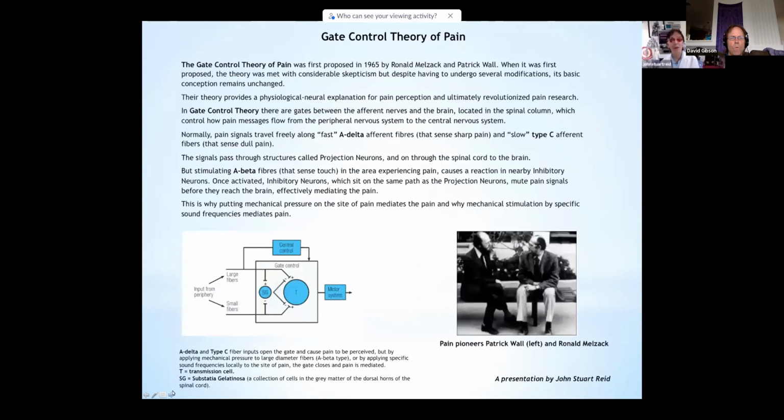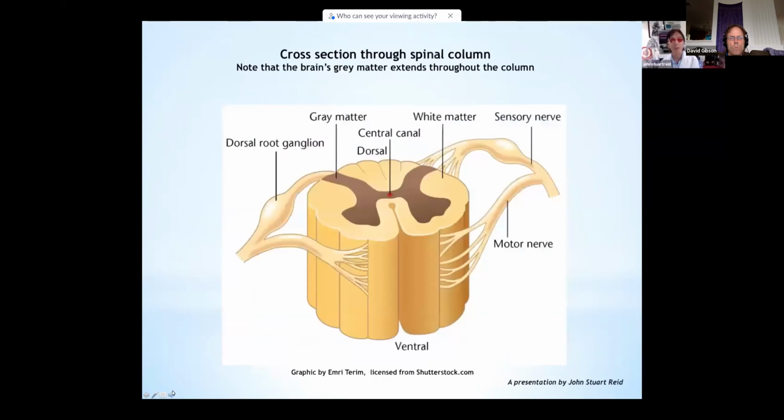There's also a gate control theory of pain, which we can talk about a little bit. But before we get to that, here's the cross section through the spinal column. And you see that the gray matter actually travels right throughout the whole of the spinal column. And it's on the left-hand side there, this dorsal root ganglion, is where all of the pain signals go from the nociceptors that I've just been talking about up to the brain, where they are interpreted as pain, the early warning system that we talked about.